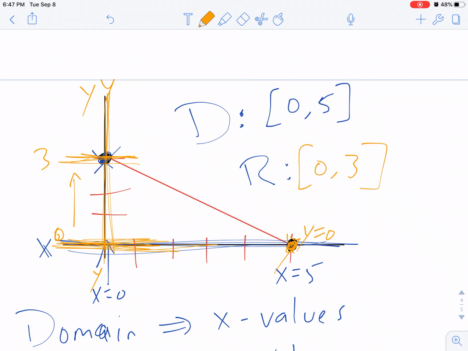So our range is y-axis. Our domain is x-axis. Okay, 0 to 5 was your domain. 0 to 3 is your range.